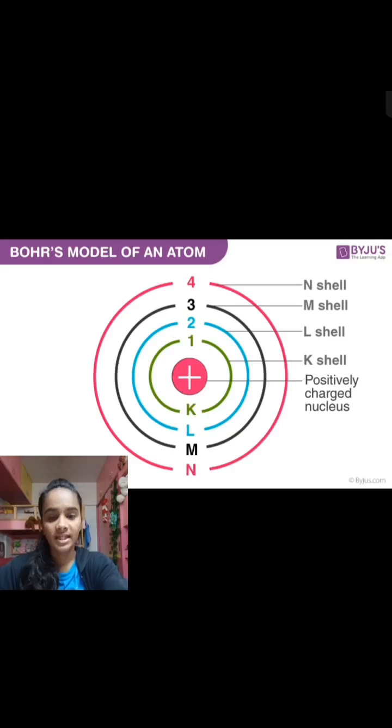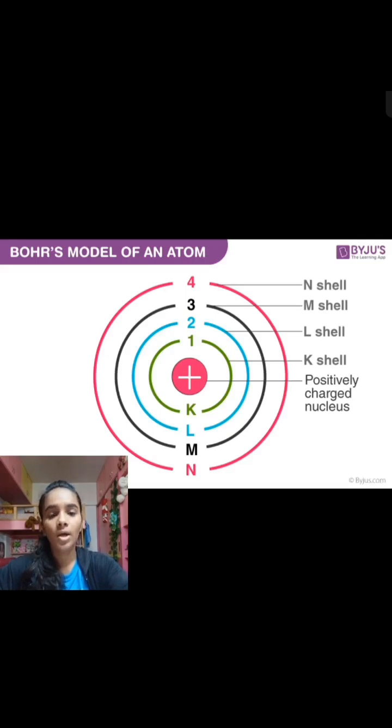Now let's see postulates of Bohr's atomic theory. First, electrons revolve around the nucleus in fixed orbits. Each orbit is associated with a certain amount of energy, hence named energy levels. Second, the integer n represents various energy levels, 1, 2, 3 starting from the innermost. The levels are also designated as K, L, M, N.